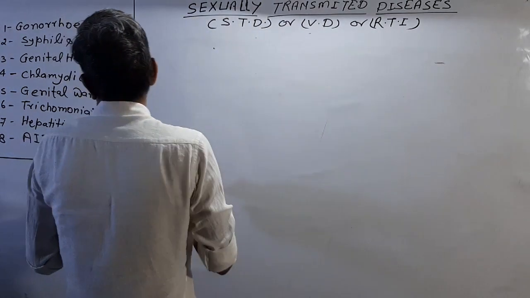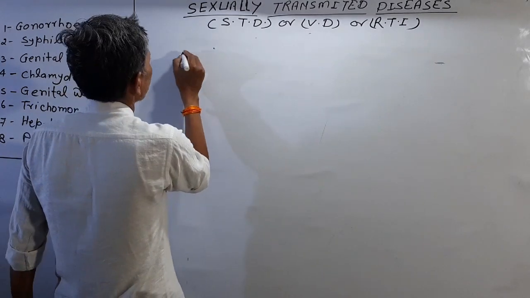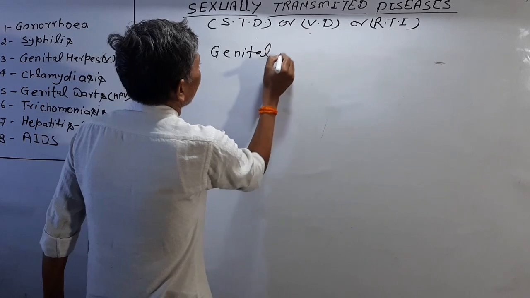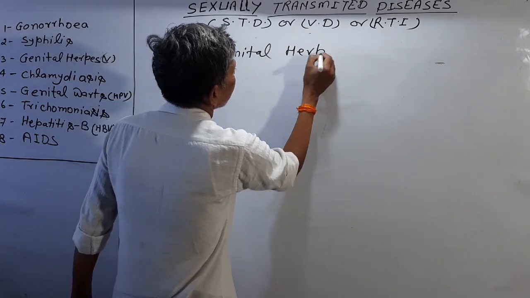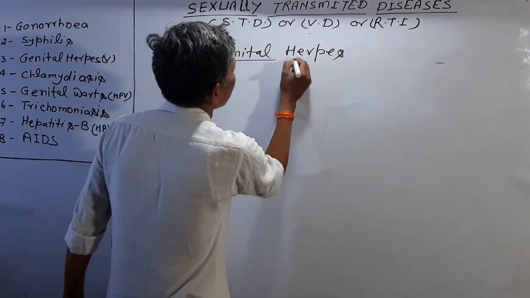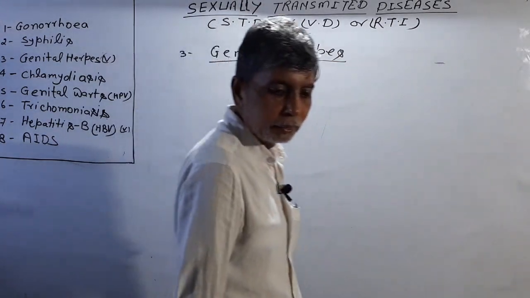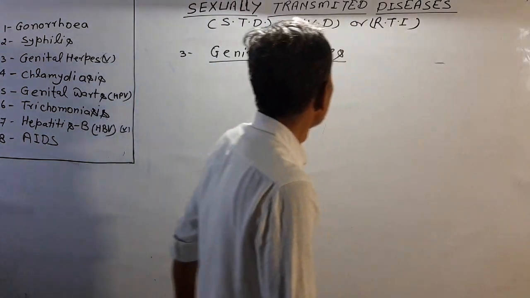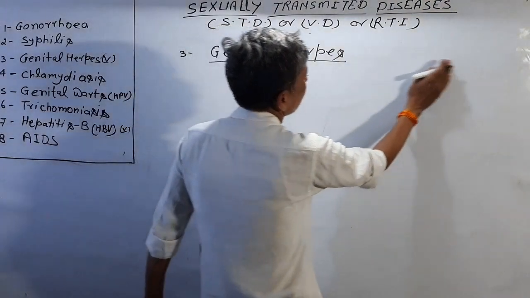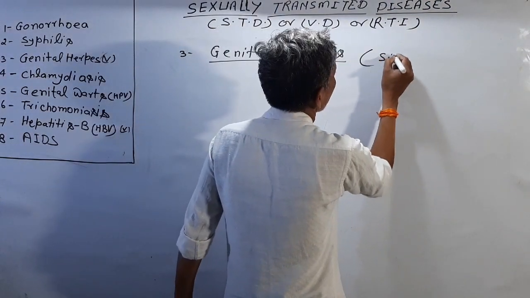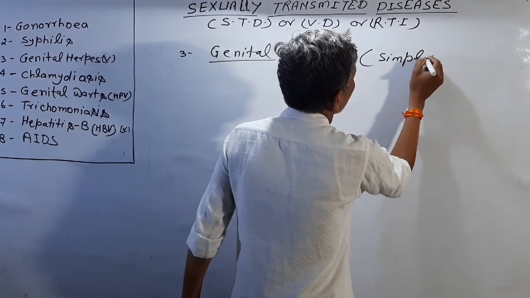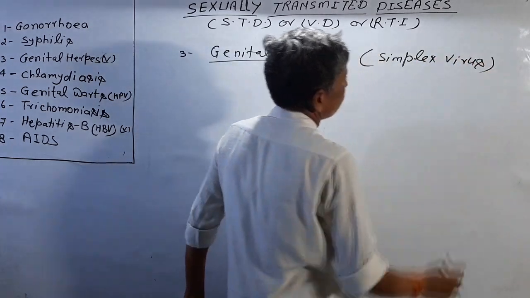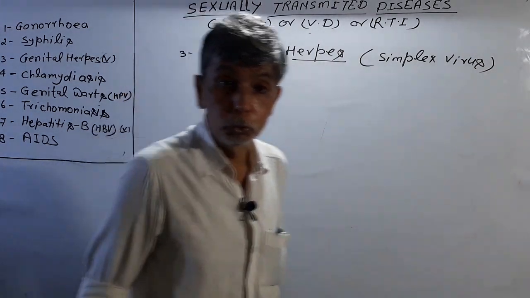The third disease is genital herpes. Genital herpes is a disease caused by a virus. You already know virus is the connecting link between living and non-living. So a virus causes the infectious disease genital herpes. The name of the virus is simplex virus. Virus has, as you already know, particles of nucleoprotein.